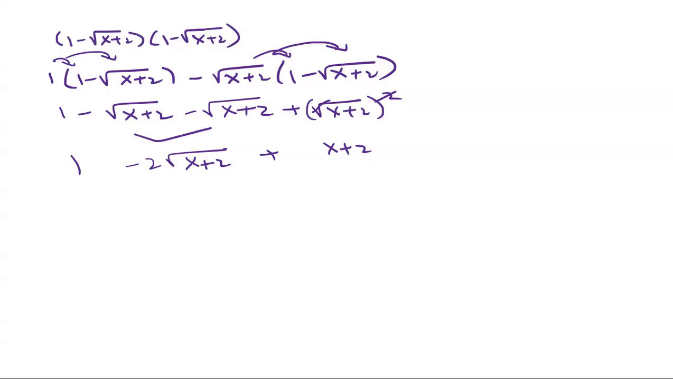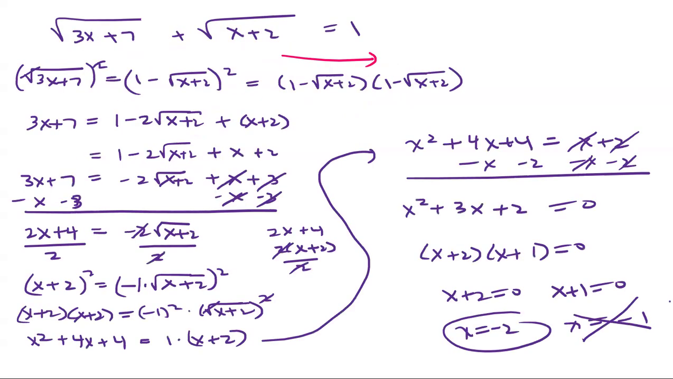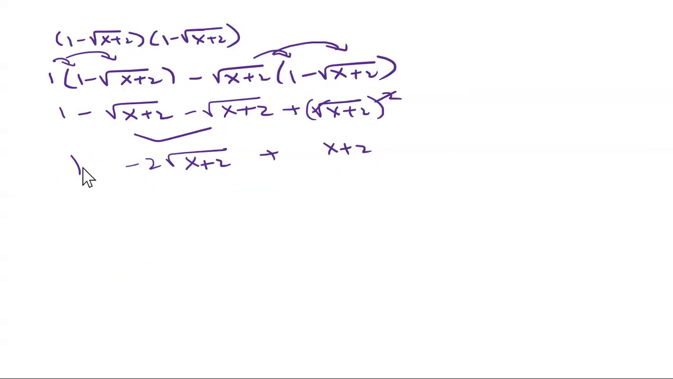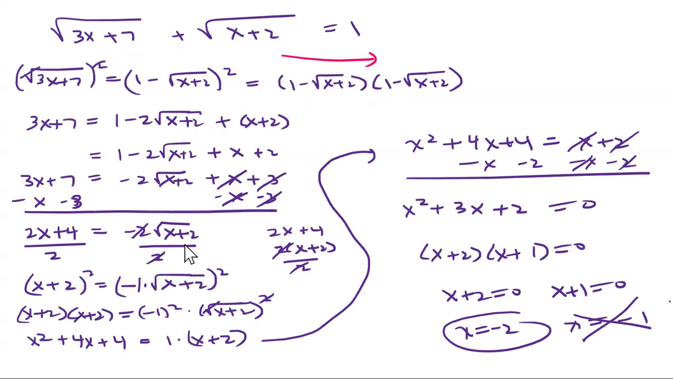Well, let's see. Yeah. So I just simplified here, but that's what I got. So I got the 1 minus 2 square root of x plus 2 plus x plus 2. That's what I got here. Okay. So I just wanted to show you how I got that answer, just in case that was throwing you off.